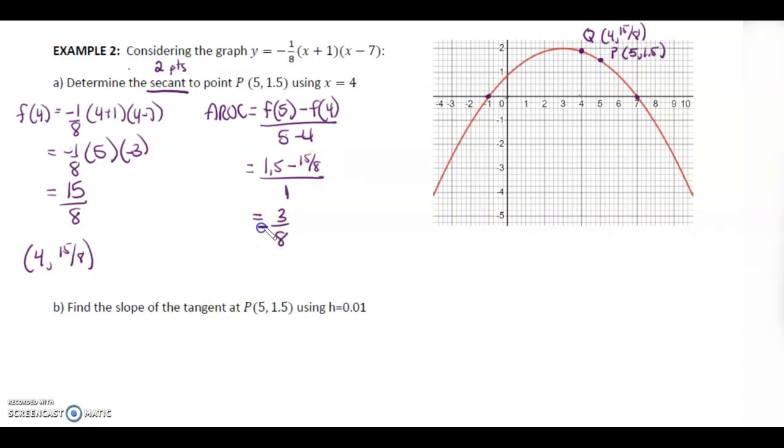Okay, so this is negative 3 over 8, which makes sense because if we were to draw a secant line through Q and P, this would be a negative slope, right? And the slope would be negative 3 over 8.